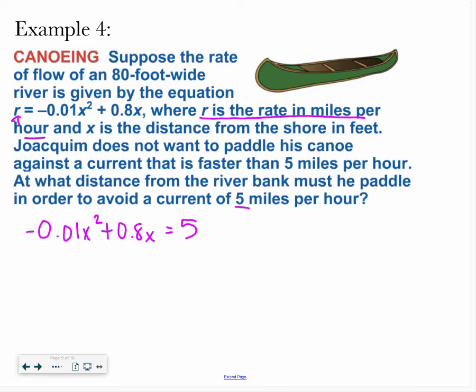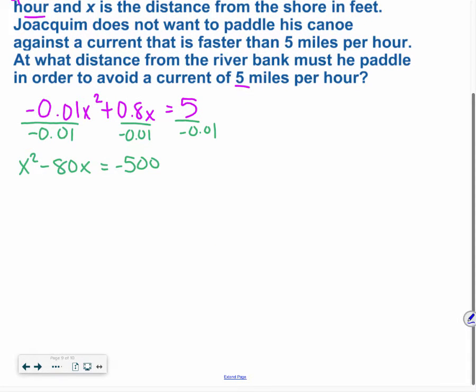So what I'm going to do is divide everything by that negative 0.01, just to make my calculations a little bit easier, because our perfect squares don't have numbers with them. So if I do that, I have x squared minus 80x equals negative 500. From there, if I keep going, if I do 1/2 times negative 80, I get negative 40.